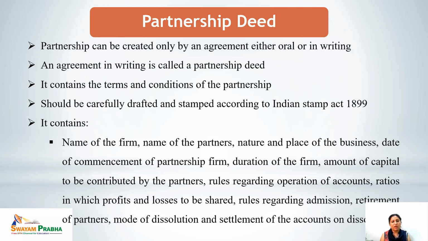So till now we have discussed the various types of partners. The important ones are active partners, partner in profits only, dormant partner, minor partner, etc. Now we come to the partnership deed. It's a very important term to know when we study partnership laws. What is a partnership deed?